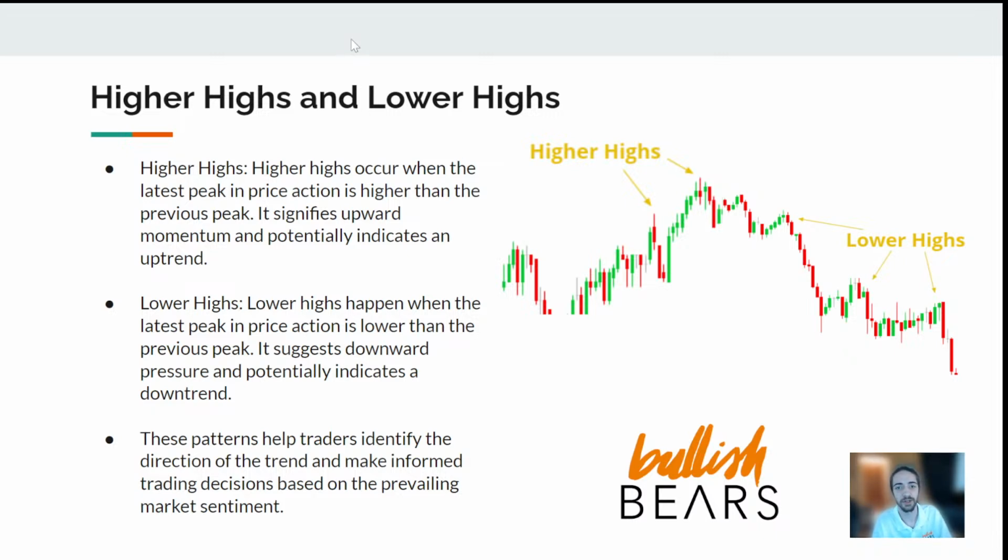So higher highs occur when the latest peak in price action is higher than the previous peak. It signifies upward momentum and potentially indicates an uptrend, right? So here we have a higher high, another higher high, and another higher high, and we've been trending upwards this whole time. Whereas a lower high happens when the latest peak in price action is lower than the previous peak. It suggests a downward pressure and potentially indicates a downtrend.